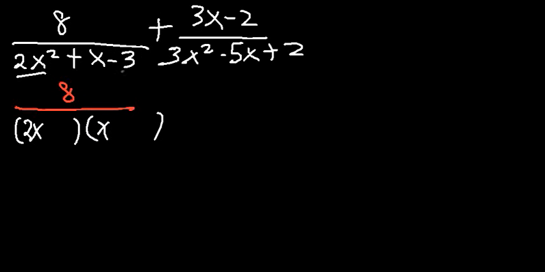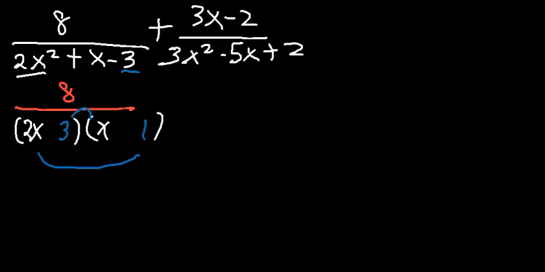To get negative 3, we need 3 and 1, but one of them has to be negative. But we know 3 times 1 is 3. We just don't know where to put the 3, where to put the 1. Now, notice that the middle term is plus 1. So it's better if we put the 3 here and the 1 here, because this is going to be 2 times 1, which is 2x, and 3 times x, which is 3x. If we put this 3 on the other side, 2 times 3 is 6, and there's no way we're going to get 1 from that.